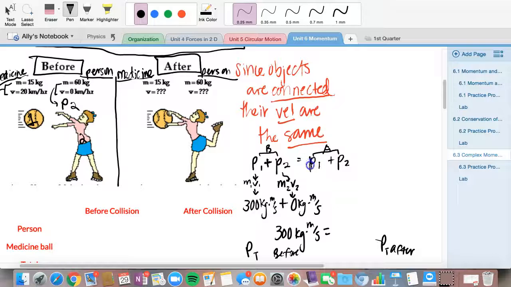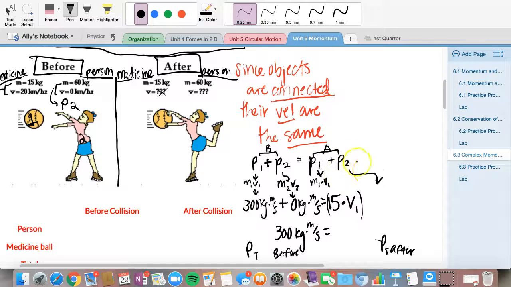Well, we have to add the momentums of both of our objects after. So let's figure that out. The momentum of object 1 after should be the mass of object 1 times the velocity of object 1. We have the mass of object 1, but do we have the velocity of object 1? No, we don't. So I'm going to write 15 times v. That's the velocity of object 1.